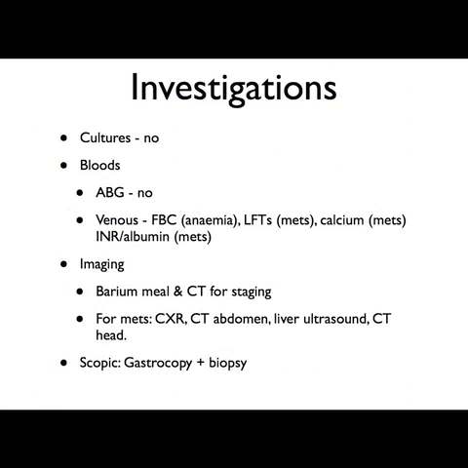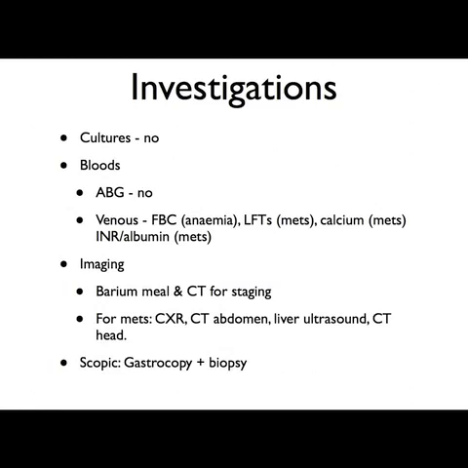Okay, well, investigations: no cultures to speak of, really. No ABG really necessary. So we're straight on to venous bloods. May show an anaemia. Deranged LFTs if there are metastases to the liver. Derangement of calcium if there are metastases to bones. And a change in INR due to clotting derangement. And the INR is an acute thing, and the albumin is a chronic thing.